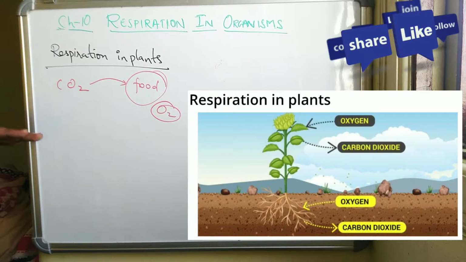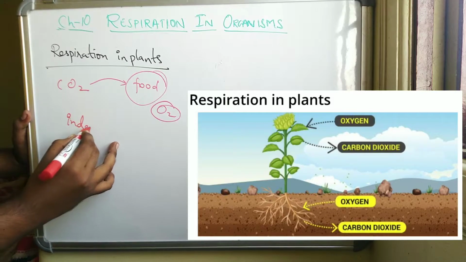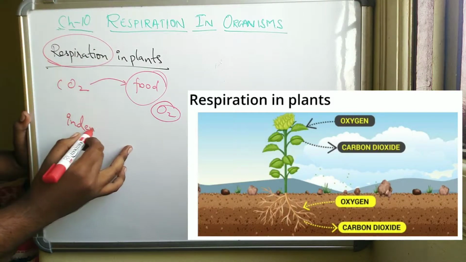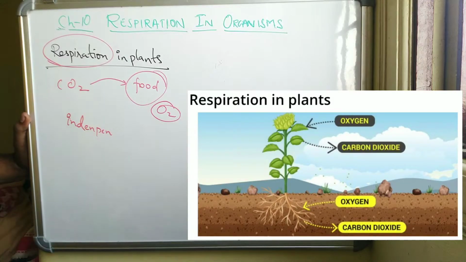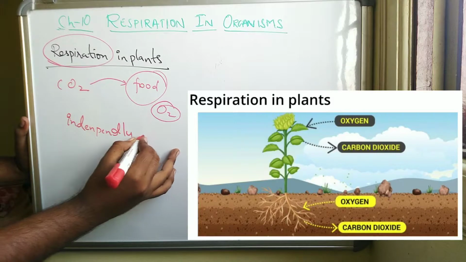Now, we have to remember, we have to understand, that all parts of the plants can independently respire. That means they can independently undergo the process called respiration. Okay, now how do they do that? Independently they can respire.